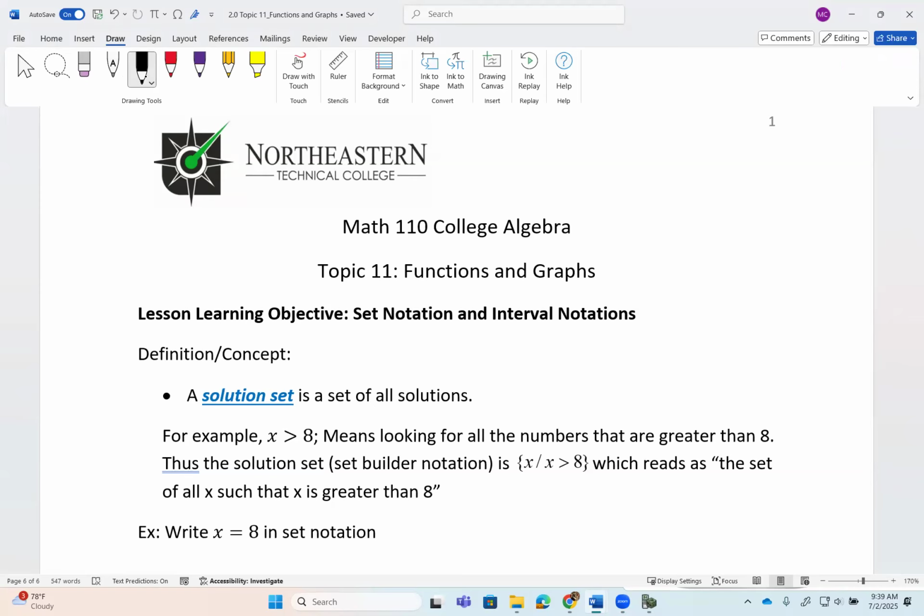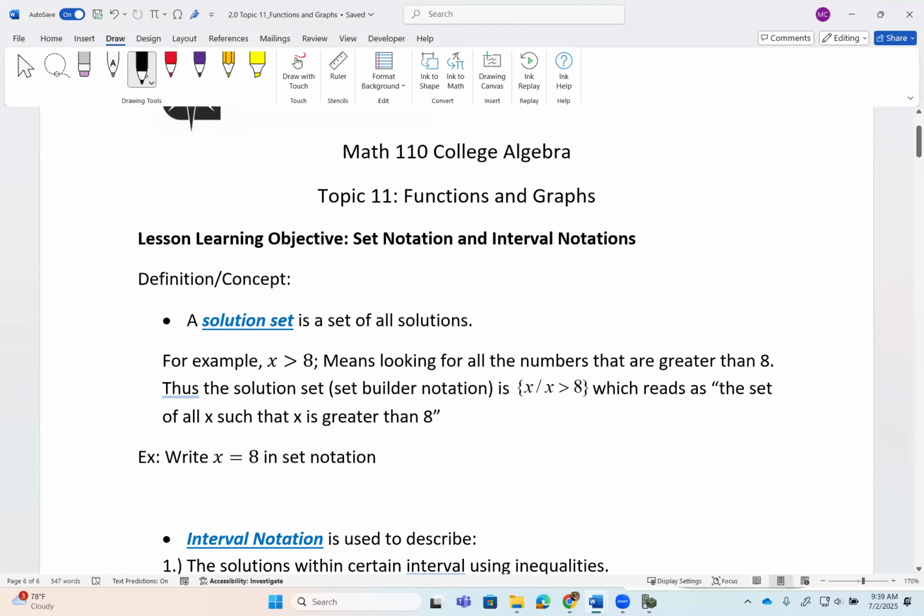Before I talk about functions and graphs, let's take a look at set notation and interval notation. All right, a set notation: the word set is basically like a basket. So a solution set is basically like a basket full of solutions, a set of all solutions. It's basically the way we will write our answers.